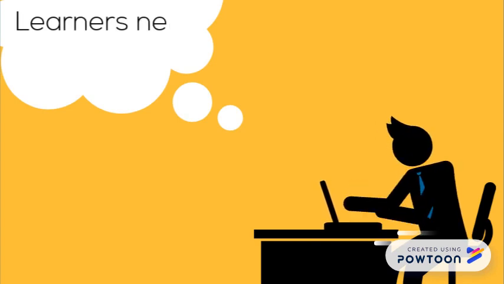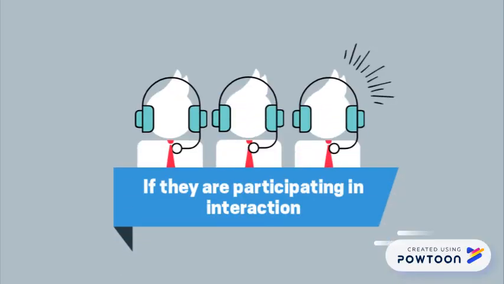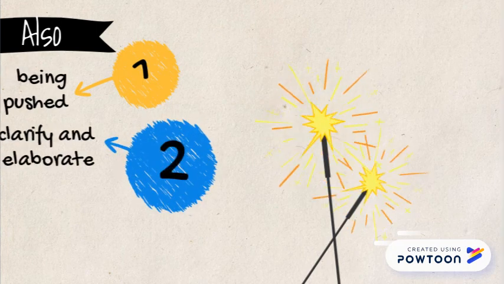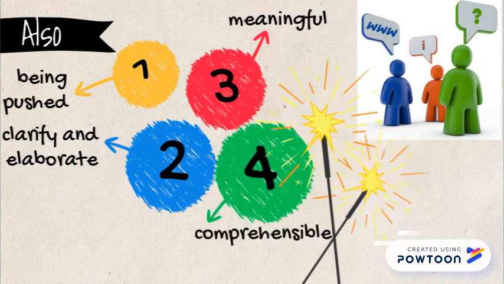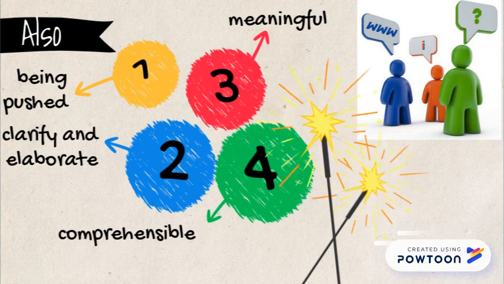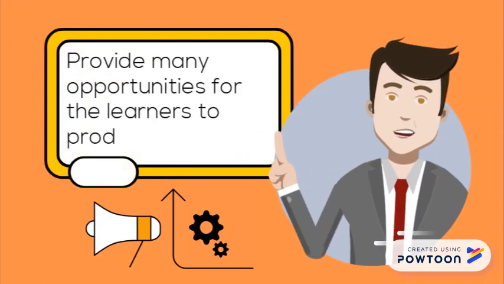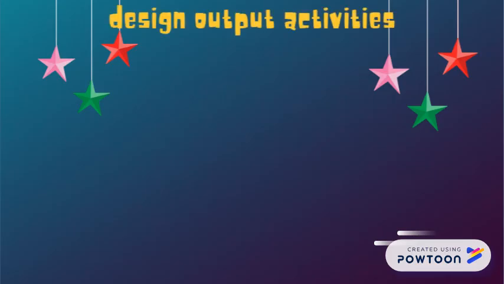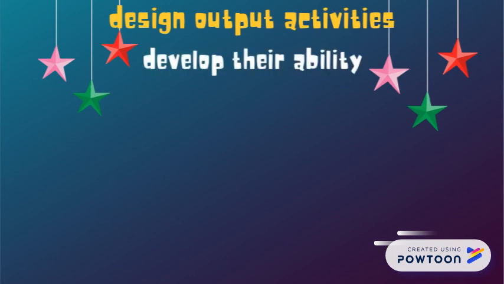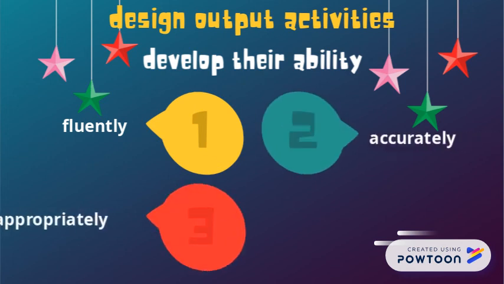Learners need opportunities to use language to try to achieve communicative purposes. If they are participating in interaction, they are also being pushed to clarify and elaborate, and they are also likely to elicit meaningful and comprehensible input from their interlocutors. So we need to provide many opportunities for the learners to produce language in order to achieve intended outcomes and design output activities so that they help learners to develop their ability to communicate fluently, accurately, appropriately, and effectively.